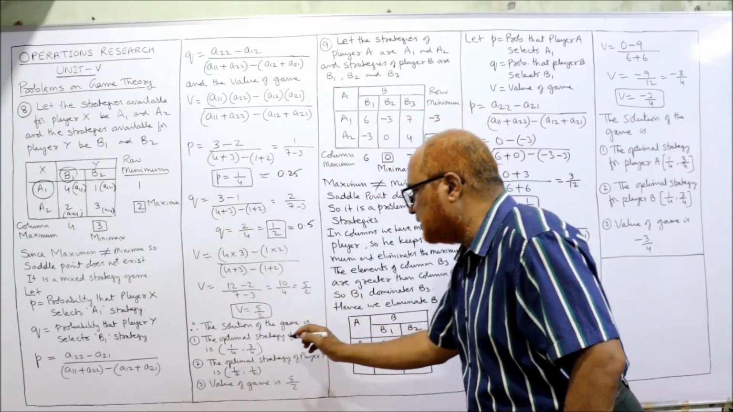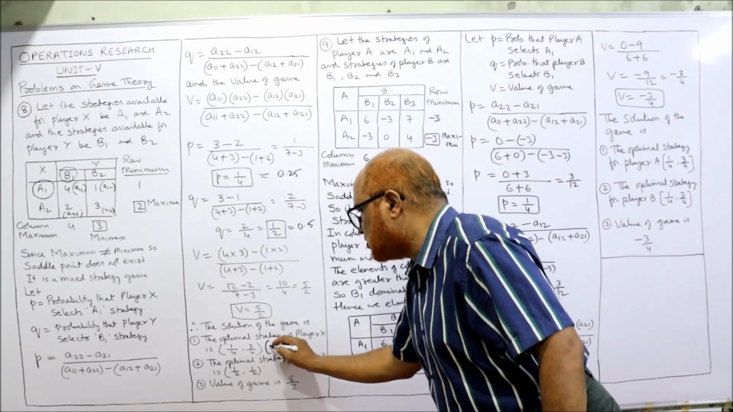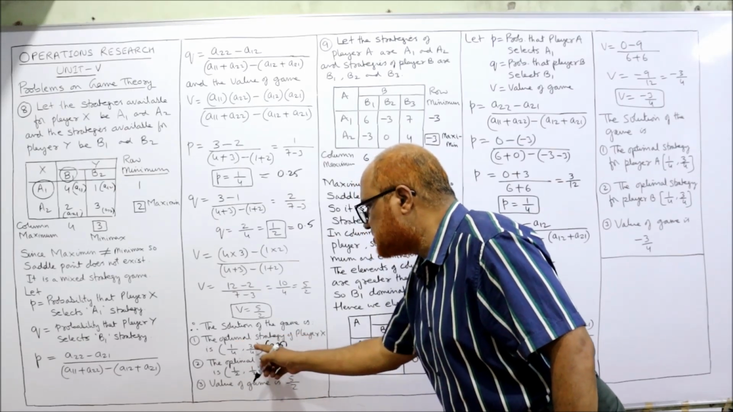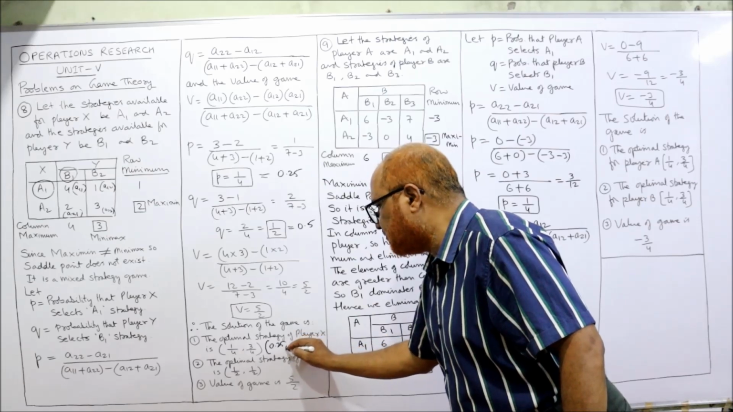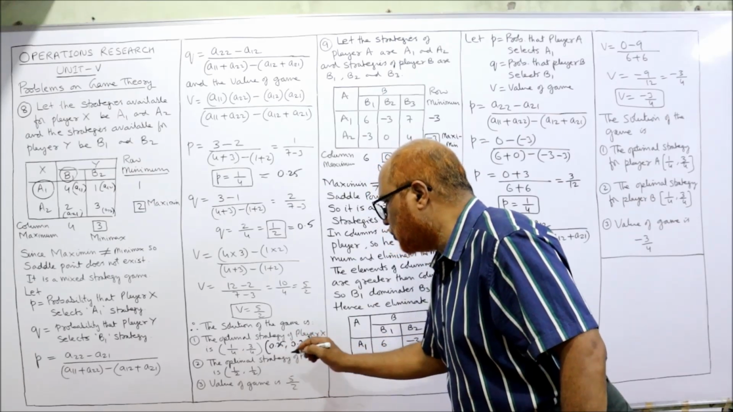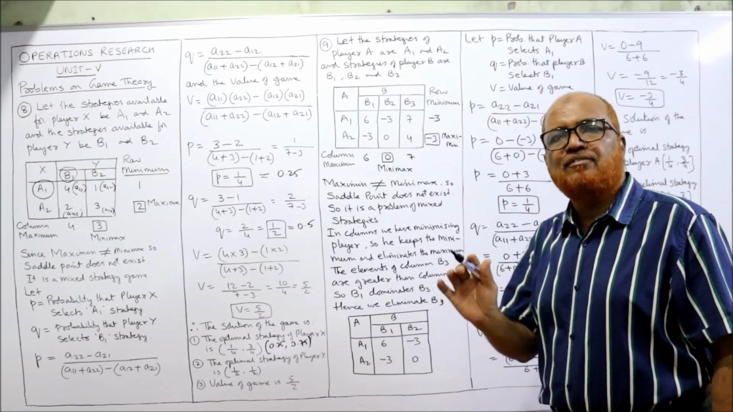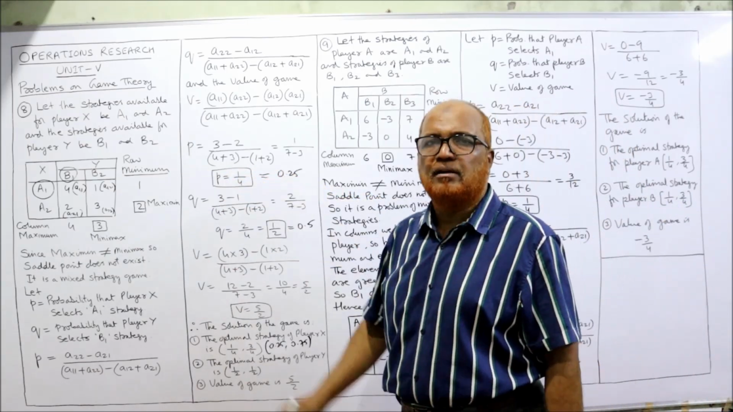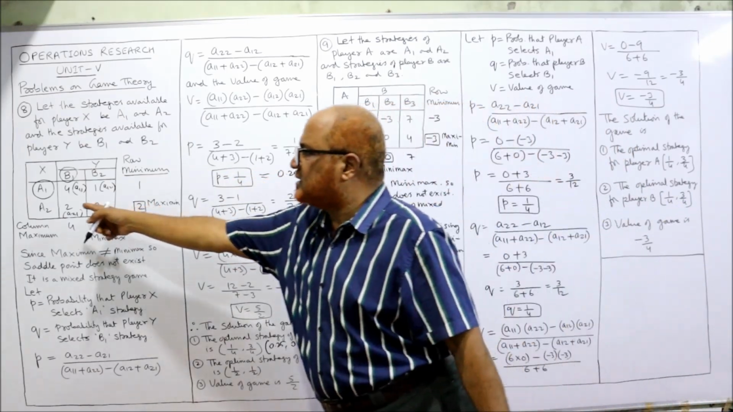Or you can write it like this also: 1 by 4 means 0.25, and 3 by 4 means 0.75. Both mean the same. 25% he will select A1 and 75% he will select A2.